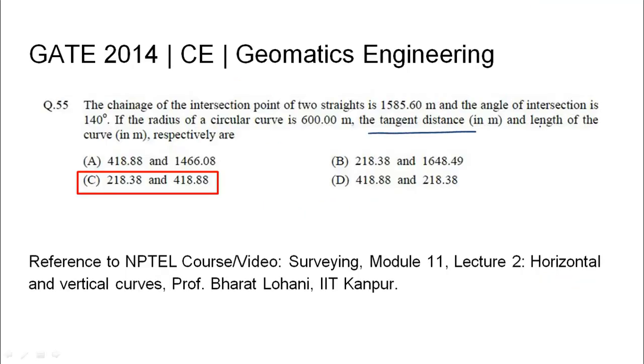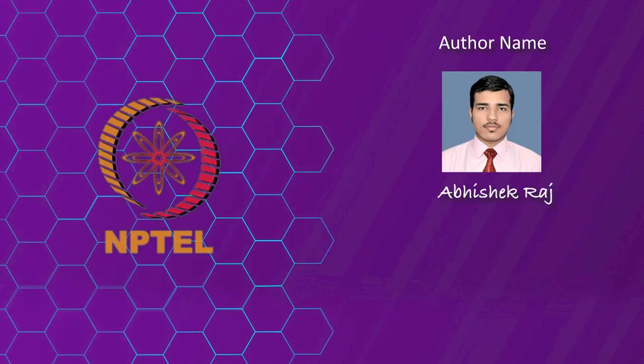So the tangent distance and the length of the curve respectively are 218.38 and 418.88. That is option C. The relevant NPTEL reference has been listed.